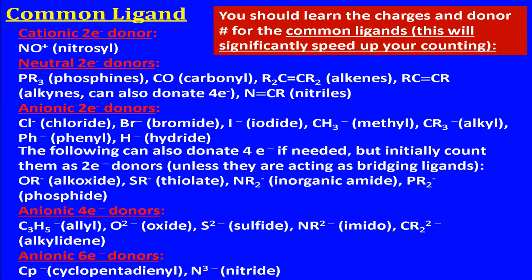We have anionic 4 electron donors such as allyl, oxides, sulfides, imido, alkylidyne, and we have anionic 6 electron donors such as nitride N3-, so we have an N triple bond with the metal, and cyclopentadienyl Cp-.